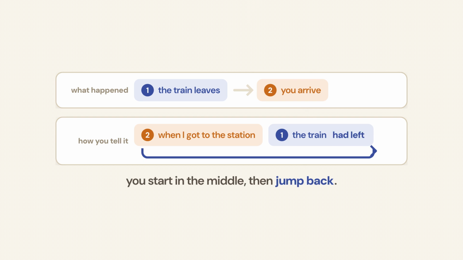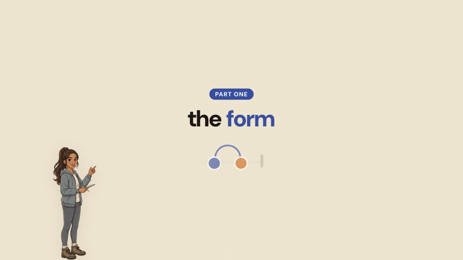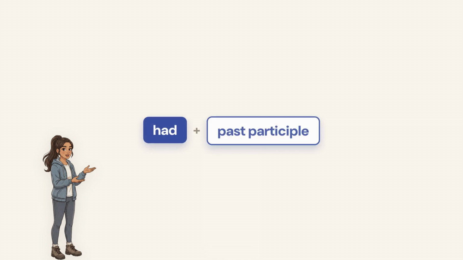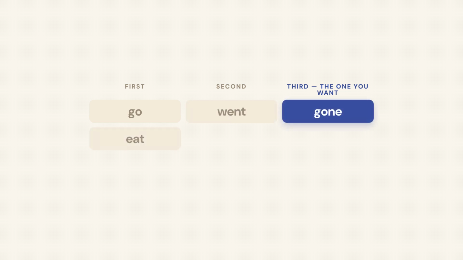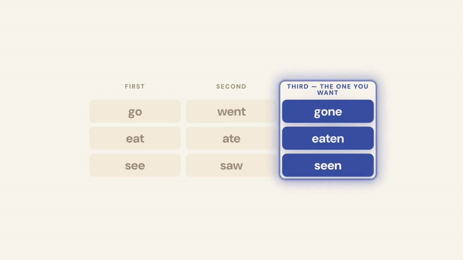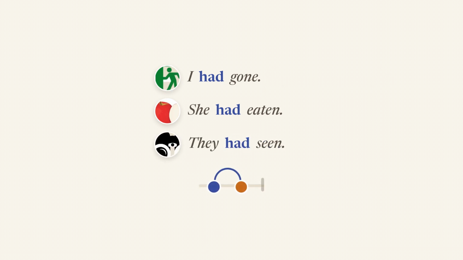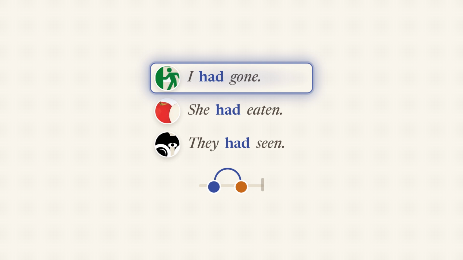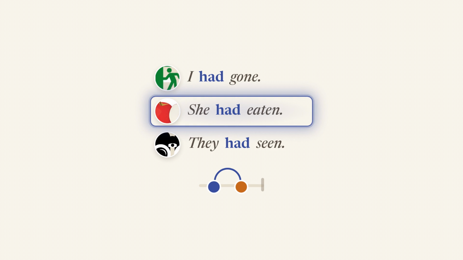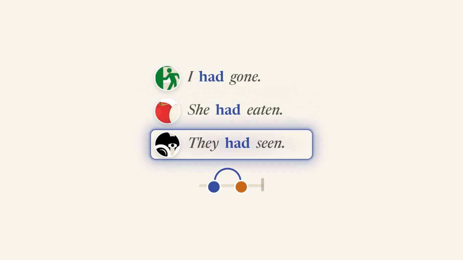That is it. Let me give you the form because this is the easiest form in the whole English language. Had plus the past participle. The past participle is the third form of the verb. Go, went, gone. Eat, ate, eaten. See, saw, seen. It is that third one. So I had gone. She had eaten. They had seen. If you want to understand the past participle in detail, we have made a separate video on it. The link is in the description and at the end of this video.